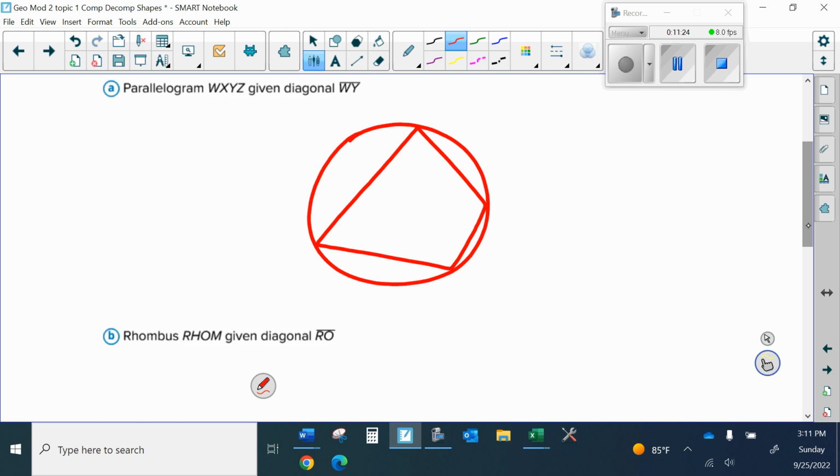Whereas this book calls it a cyclic quadrilateral. I've never seen that before in any book. It's not on the DCAS. They would call it inscribed.